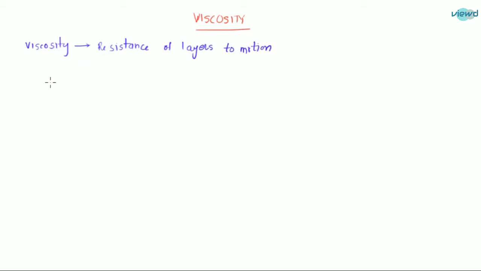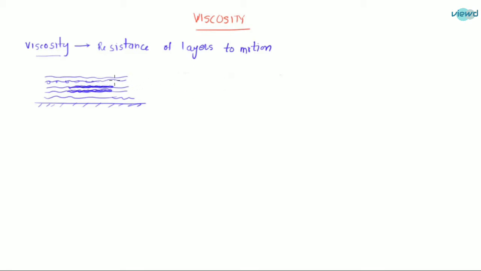So what does it mean? The fluid is composed of different layers. These are the molecules. Molecules will be there in these layers. And this is the surface. Let us say this is the surface on which fluid is flowing. Due to this property viscosity, the adjacent layer, if you consider this layer and this layer, resists this motion. This down layer resists the upper layer motion.